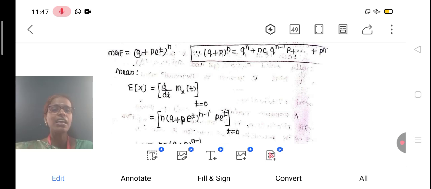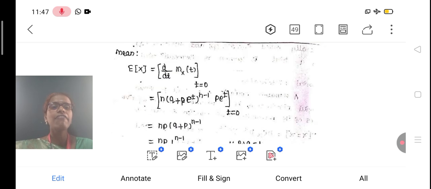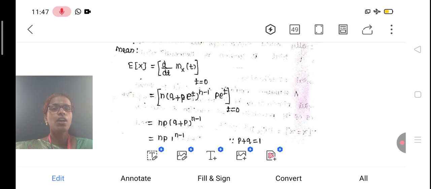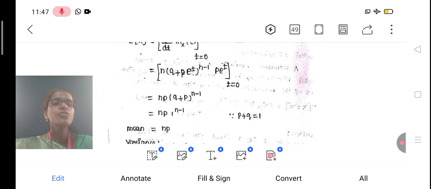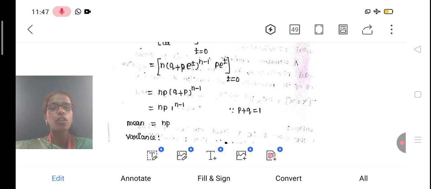You can use the formula n into (q plus p e power t) the whole power n minus 1. Again, how to differentiate q plus p e power t? It is p into e power t. And finally replace t as 0. So n into p, and q plus p e power t becomes 1 because we are replacing t as 0, right? So it is np into (p plus q) the whole power n minus 1.